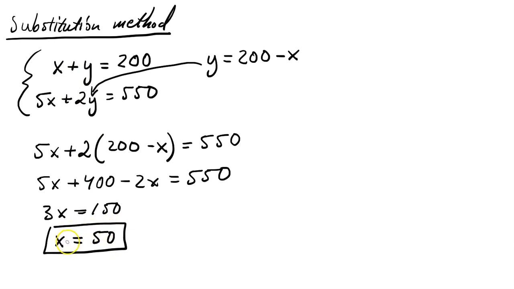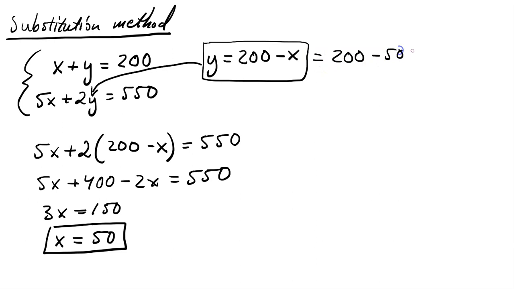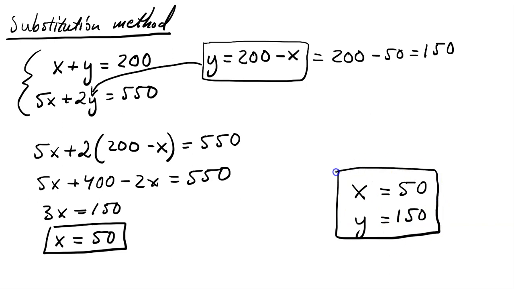So the number of bags of apples must be 50. And then we can use the other expression we had here to figure out what Y must be. Then it's 200 minus 50, so that's 150. So now we know the solution: the only solution that makes this situation possible is that we have 50 bags of apples and 150 bags of bananas. So this is how we can solve this equation system using the substitution method.